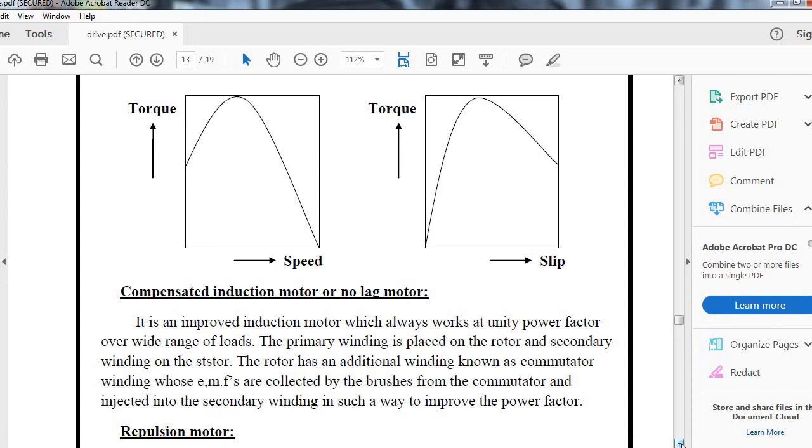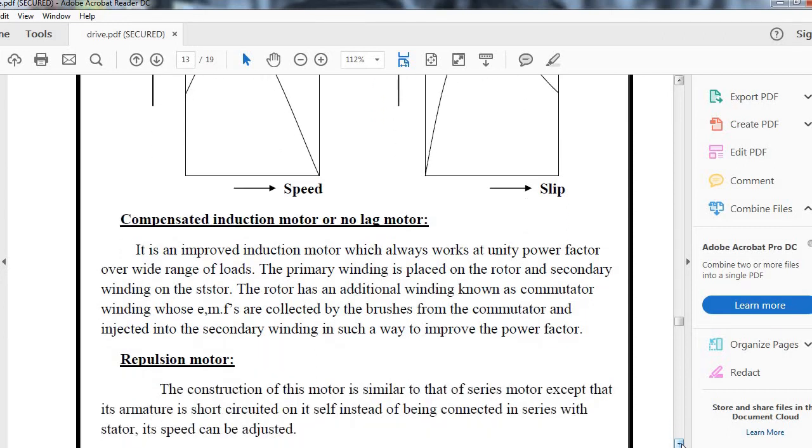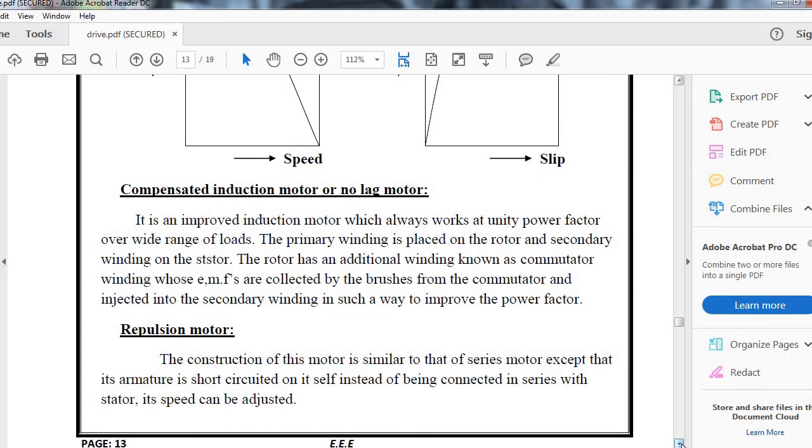The other type of induction motor is the repulsion motor. Construction of this motor is similar to that of a series motor, except that its armature is short circuited on itself instead of being connected in series with the stator. Its speed can be adjusted.